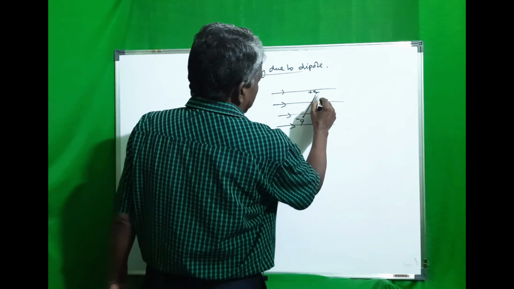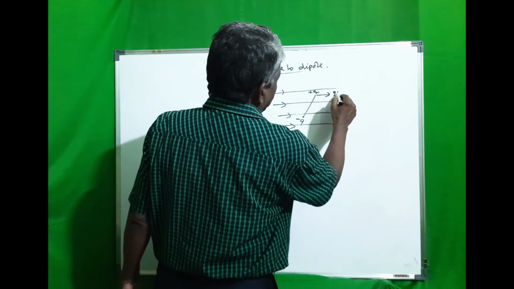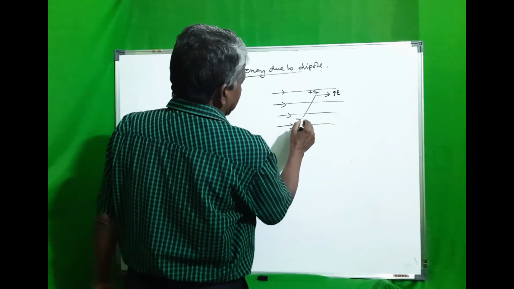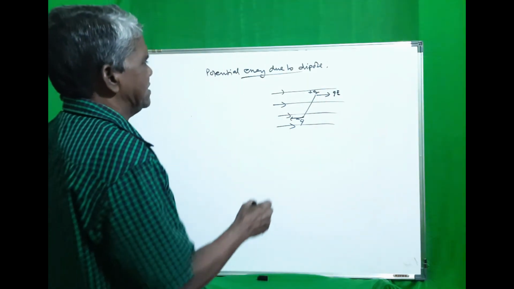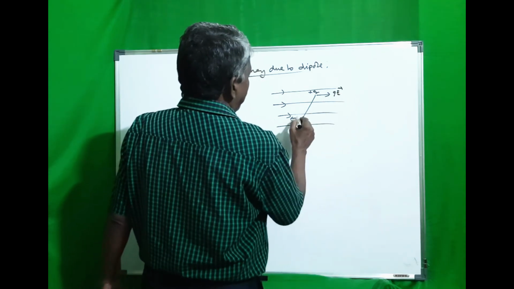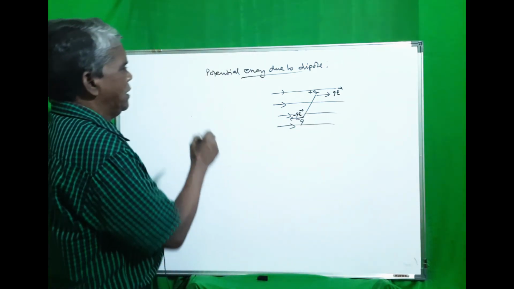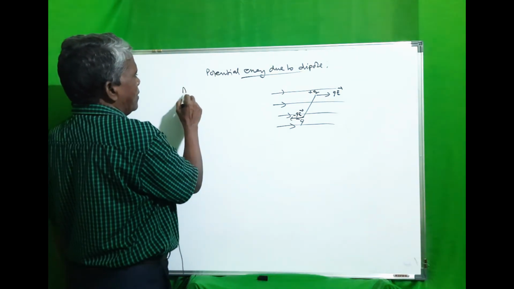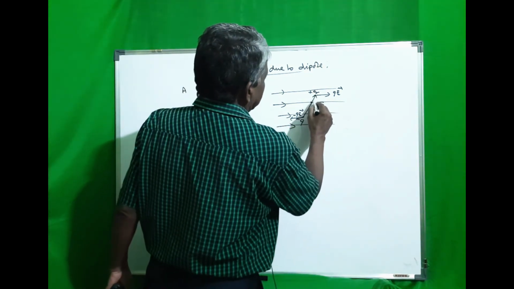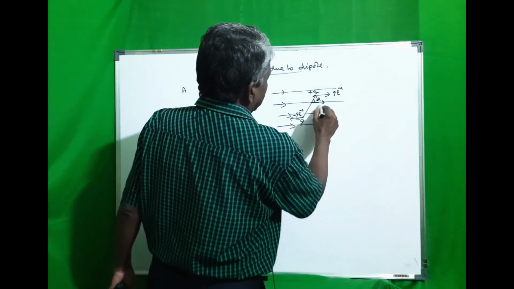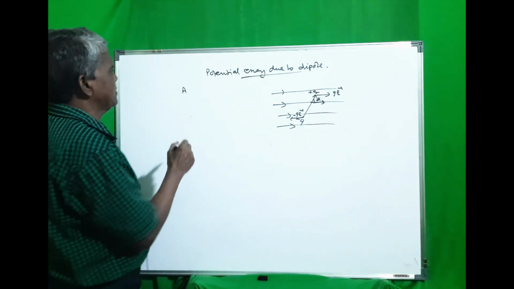So the force on the positive charge is along the field, and the force on the negative charge is opposite the field. If that is QE, this is minus QE. As a dipole, in the initial position, theta is the angle between the direction of the field and the dipole moment vector.